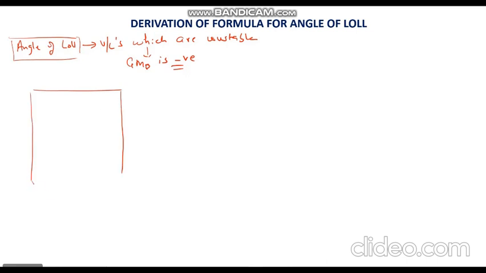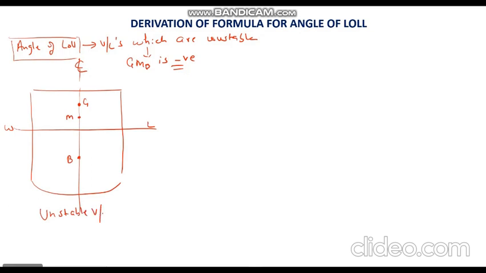if this is my ship, which is floating at a waterline, this being the centerline here, and let's say here is the center of buoyancy. If the center of gravity is higher than the metacenter, this is a case of an unstable vessel. Do you agree with me? Yes, sir. Unstable equilibrium. Why? Because KG is greater than KM.